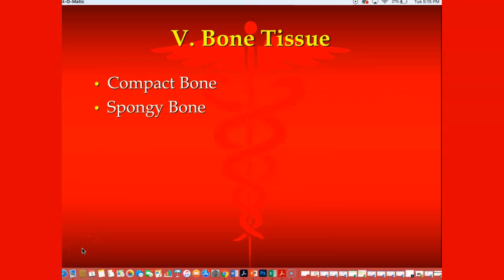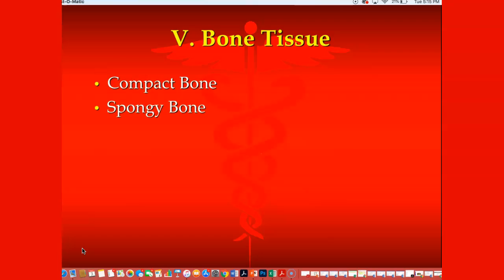Okay, so let's continue on here talking about bone tissue. When we talk about bone tissue, they'll often ask you, what are the two types of bone? And the answer they're looking for is compact bone and spongy bone, if they're looking by differentiating bone by internal structure.